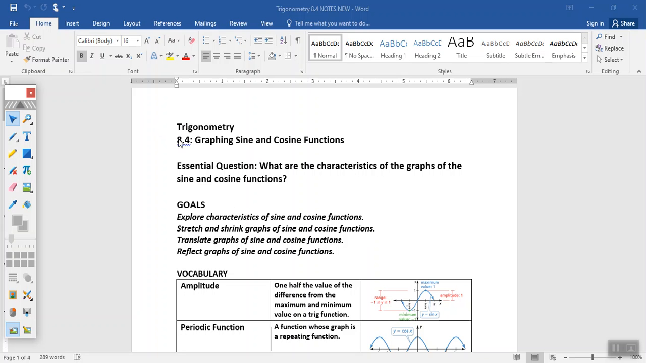But guys, we're in 8.4. We're talking about graphing sine and cosine functions. Now this is a pretty cool section. You guys remember when we've talked about translating graphs, left, right, up, down, vertical stretch, horizontal stretch, that kind of stuff? Okay. Some of that's going to get visited today. It's not going to be terrible, but it can get a little tricky, okay?